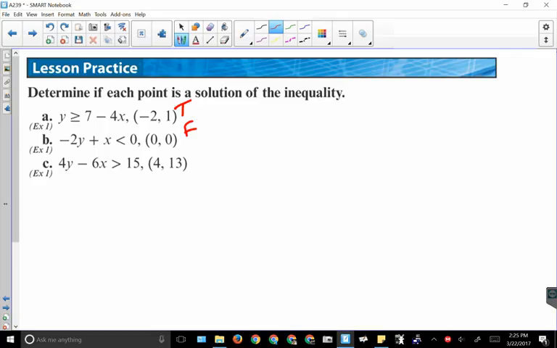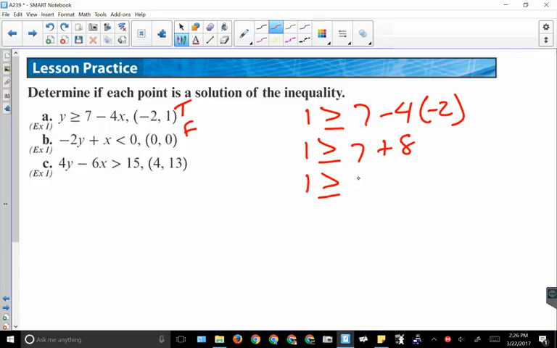So if I put y in here, that's going to be 1 has to be greater than or equal to 7 minus 4 times negative 2. So 1 is greater than or equal to 7 plus 8. So 1 is greater than or equal to 15. I'd say you're a little off there, aren't you?